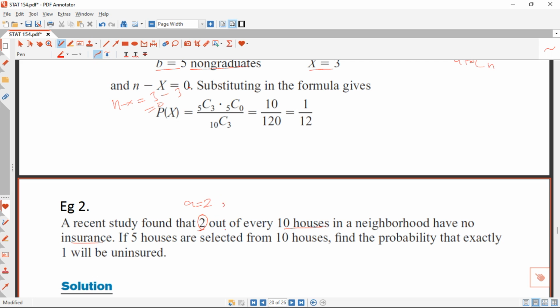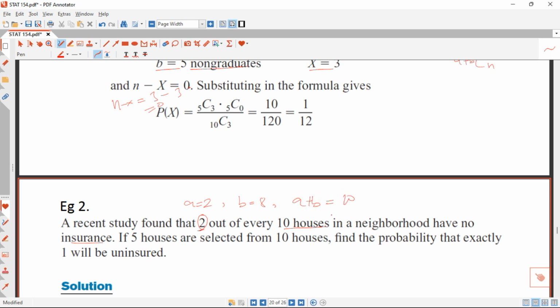So if you want to find our B, right now when 2 is selected out of the 10, we will be left with what? 8 houses, right? So here our B will be given as 8. Then if you want to find our total population, that's A plus B.